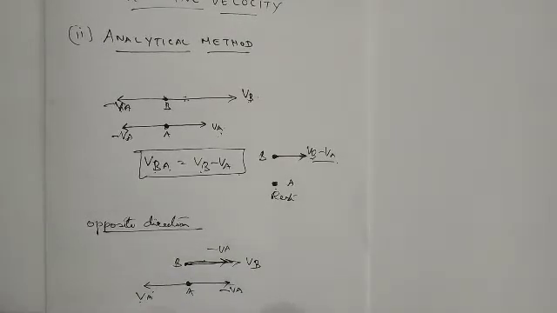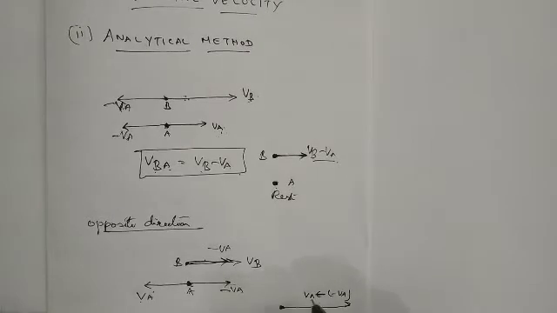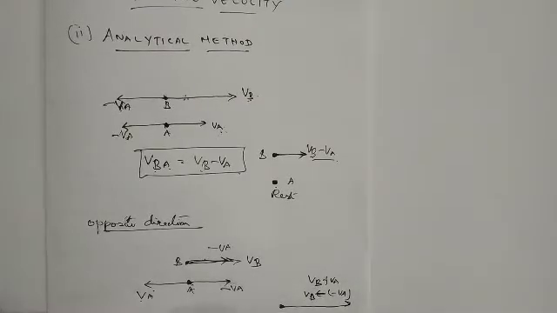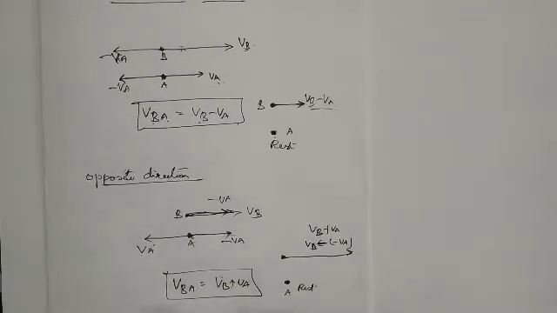So what happens here? A is brought to rest. So what will B be equal to? B will have a very high velocity, because it is VB minus of minus VA, which is equal to VB plus VA. So the velocities will be added together if it is like this.